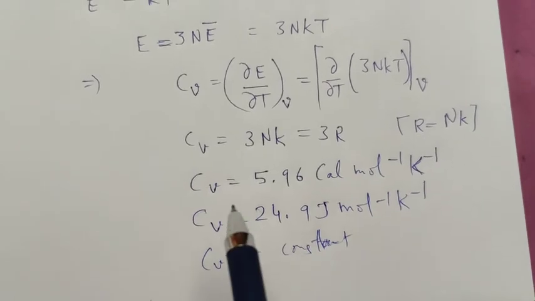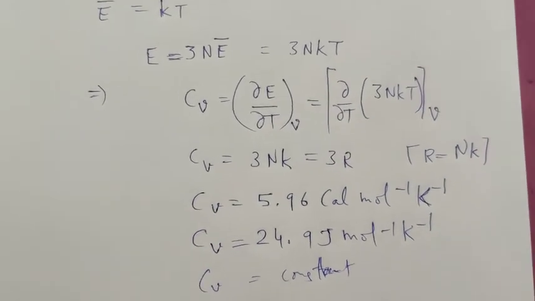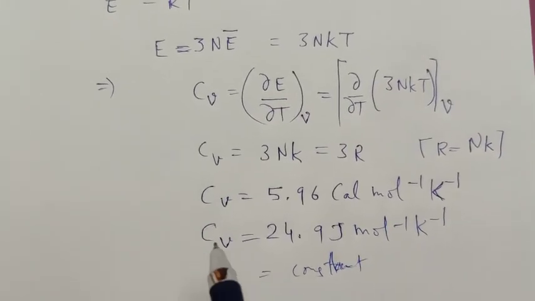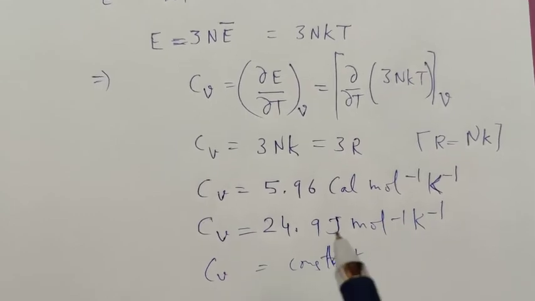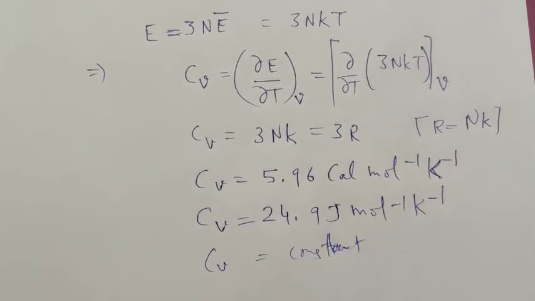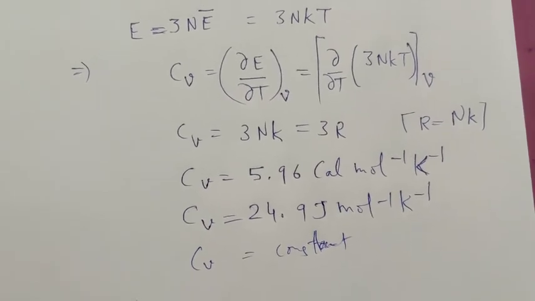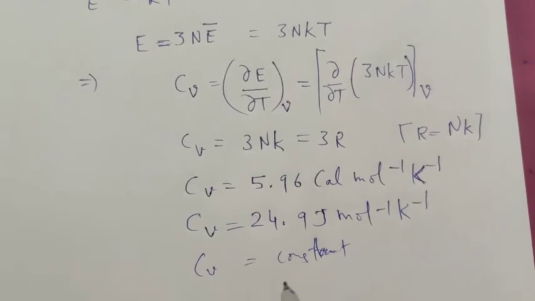So now this is known as Dulong and Petit law. According to the Dulong and Petit law, the specific heat capacity of a solid is constant. But there are some drawbacks. So now let us discuss these drawbacks by plotting the specific heat capacity with respect to temperature.